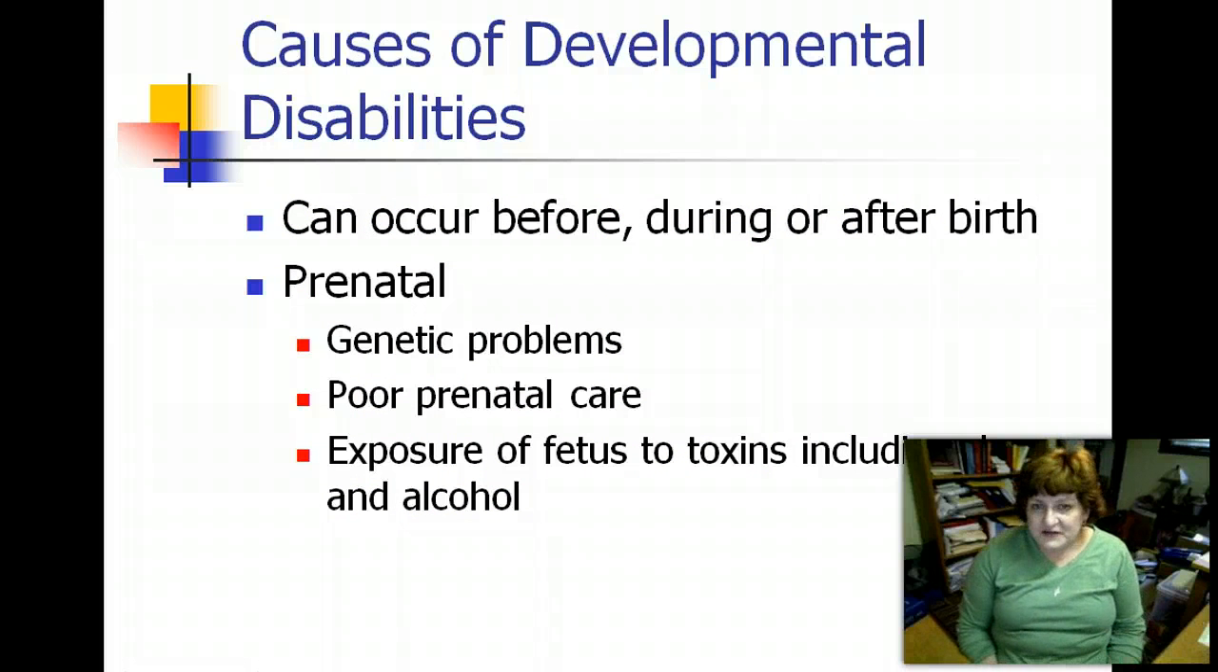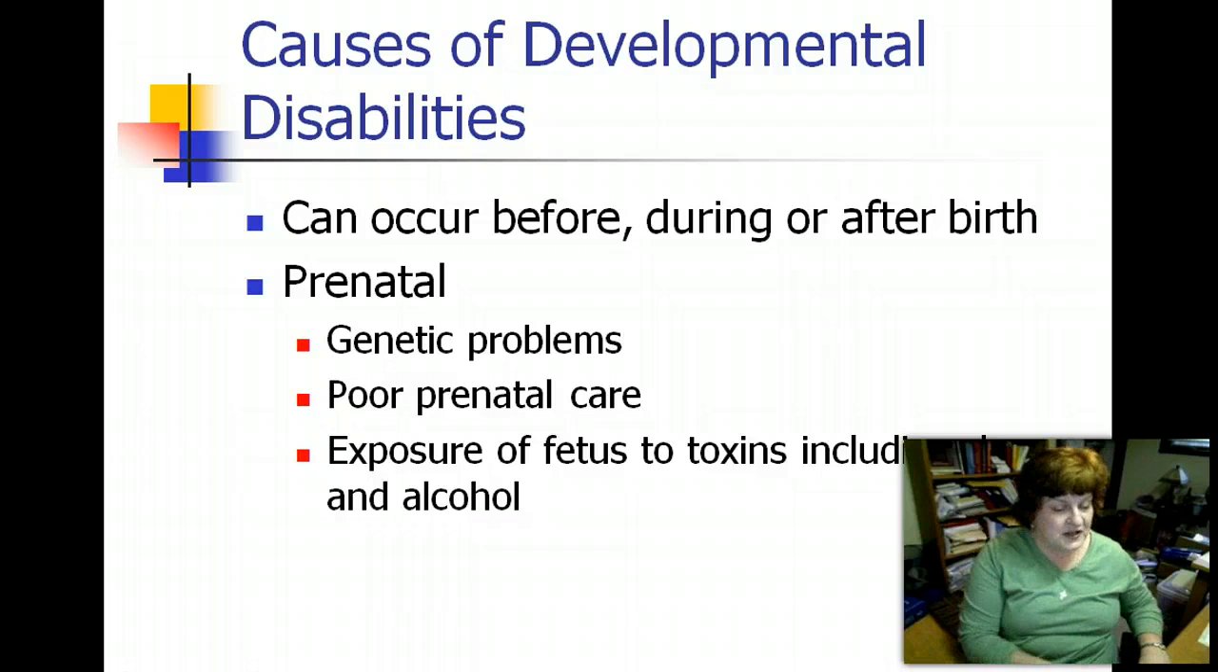For the causes of developmental disabilities, we're going to talk about where they can occur, because they can occur before birth, beyond the genetic disorders we've discussed. They can happen during the birth process, or they can happen after birth. For prenatal developmental disabilities, some of the causes can include the genetic problems that we've talked briefly about, poor prenatal care by mom, and exposure of the fetus to toxins, including drugs and alcohol, during development.